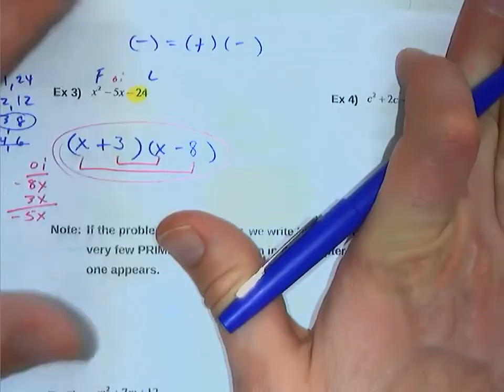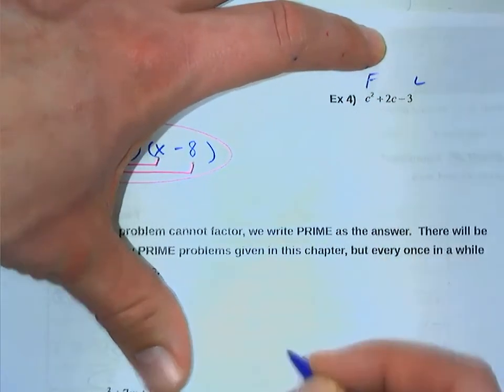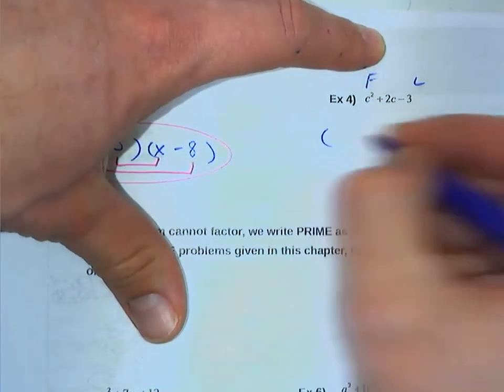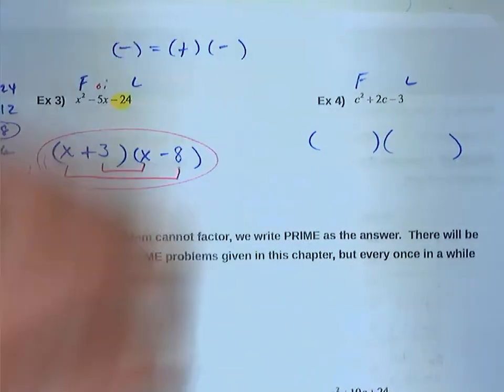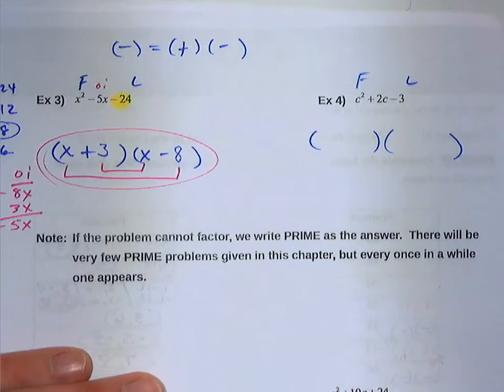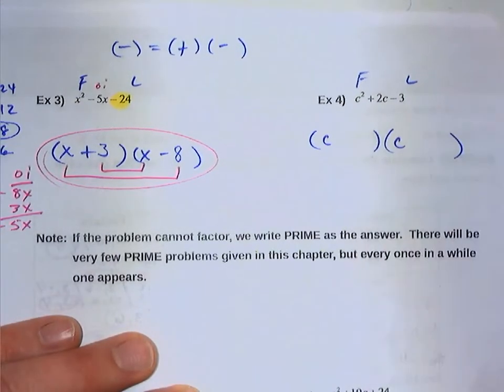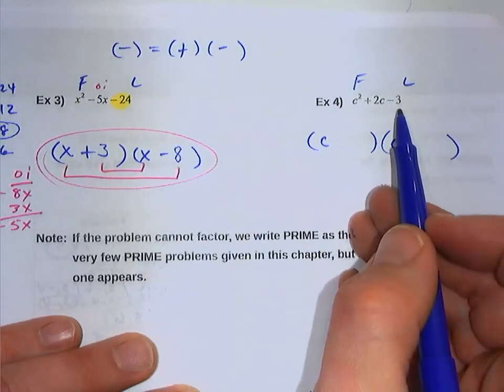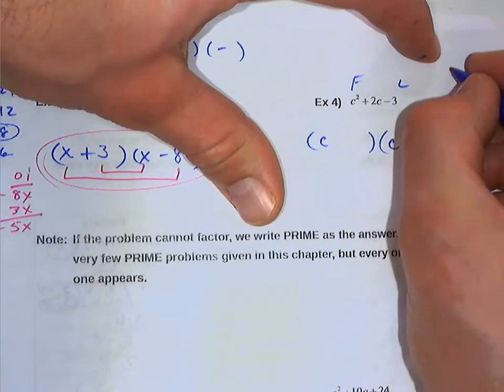All right, so let's look at example 4. Factors of F and L. Do the outsides. I got c squared plus 2c minus 3. What are factors of c squared? C and C. Factors of negative 3 are 1 and 3 or 3 and 1, right?